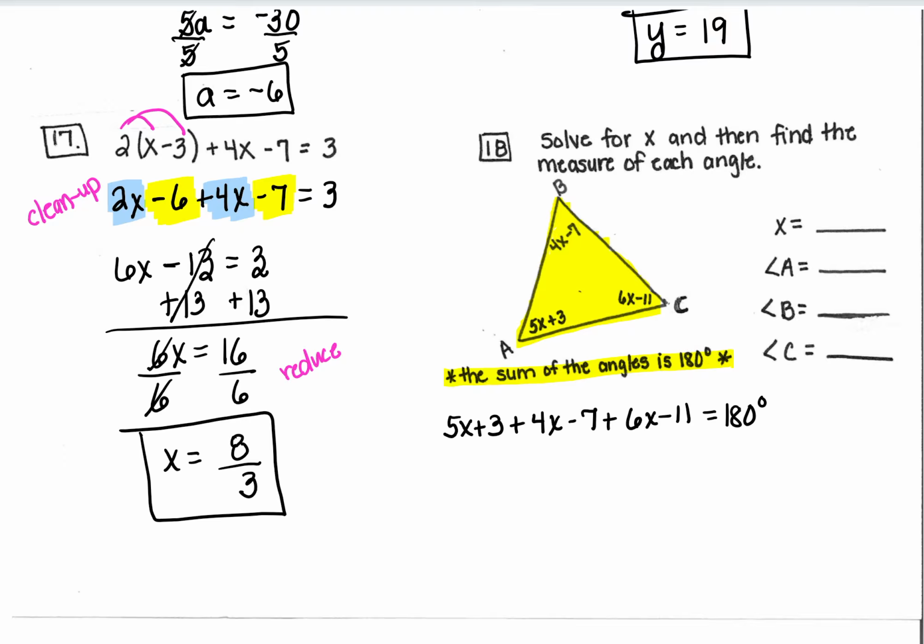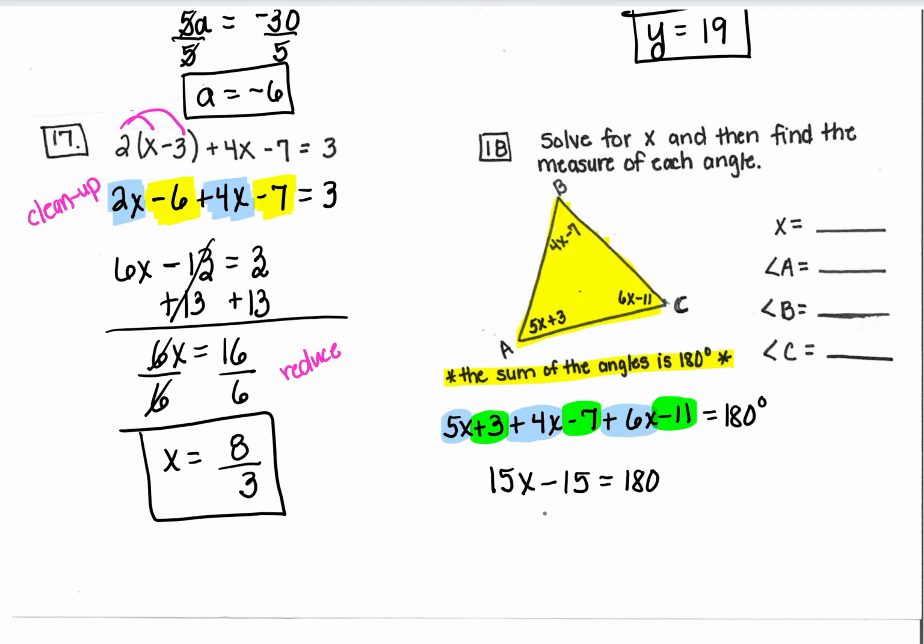All right, again, now we need to collect our like terms. So got to do our chores, got to put your people together. All those are like terms. All right, then I've got a 3 and a negative 7 and a negative 11. So we're going to collect our like terms. And so we've got 5 plus 4 plus 6. That gives me 15 on the x's. Now you have positive 3 and negative 7, which is negative 4. And that negative 4 and that negative 11 is a negative 15 equals 180.